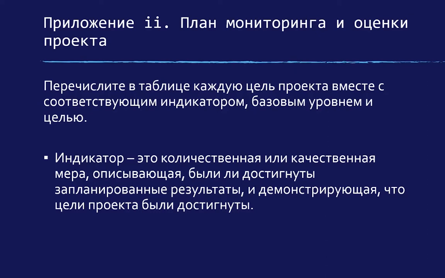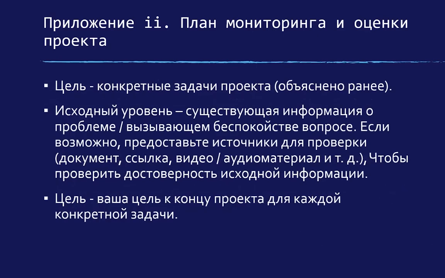So the M&E table includes the objectives, what they call the relevant indicator, and I'll explain that in a second, the baseline and target. So an indicator is a quantitative or qualitative measure to describe whether the intended results have occurred and show that the project objectives have been reached. I know that sounds like a lot of wording, but let's go through the example, and it's much easier.